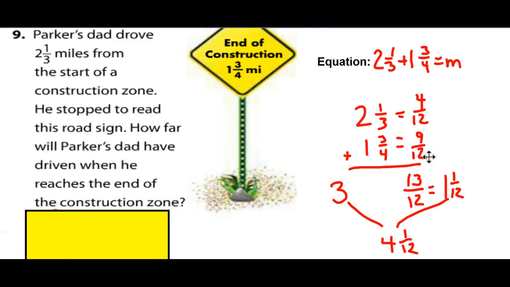Okay, guys, here's my work for this one. So I have 2 1/3 plus 1 3/4, which changes to 2 4/12 and 1 9/12. When I add the fraction part, I end up with 13/12, which when changed into a mixed number equals 1 1/12. My whole number part is 3. When I put 3 and 1 1/12 together, I end up with 4 1/12 miles as the correct label for this question.